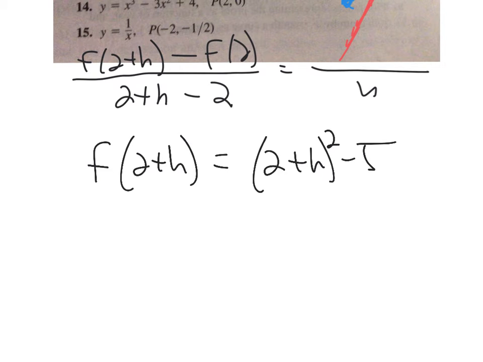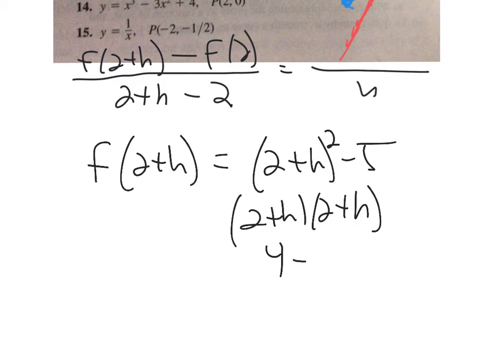Please don't make this mistake. Please don't say that this is 4 plus h squared, right? Because it's not a product. If this were a product, we could do that. I say that because people do it all the time. You guys know algebra and maybe just need a little refresher. But when you square a binomial, you have to write it twice and FOIL or multiply. So we're going to get 4 plus 4h plus h squared minus 5.